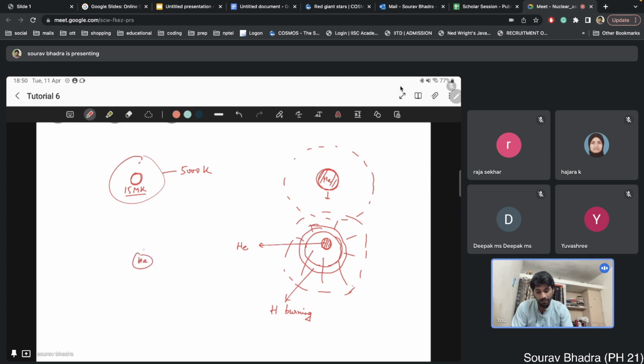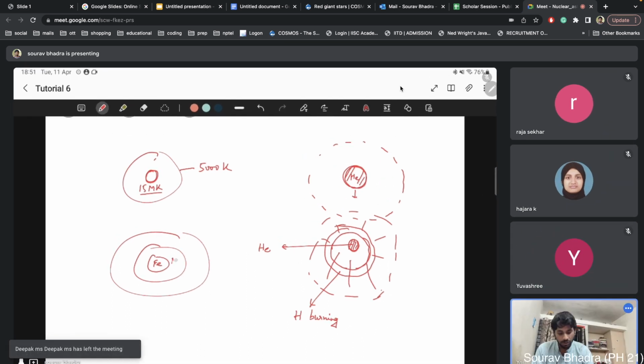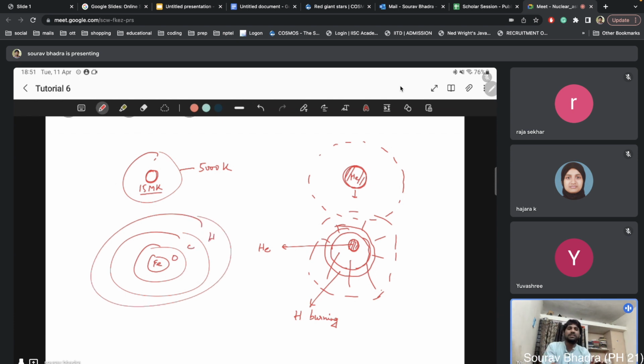Here will be helium, there will be hydrogen. If you consider a later evolution, it will be Fe, then there can be neon, and nickel is also possible. All the other types of elements will be there. Let me write it. Suppose it is oxygen, it is carbon, it is hydrogen. So this is a shell structure which is formed due to the contraction.